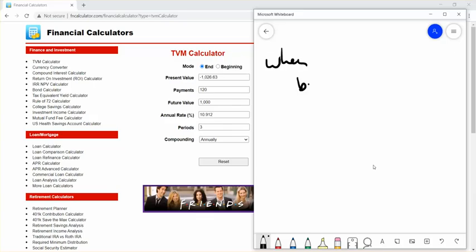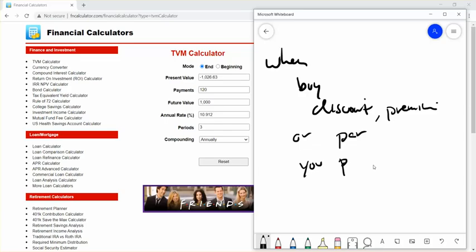When you buy a discount bond, premium bond, or a par bond, you project to make the yield.